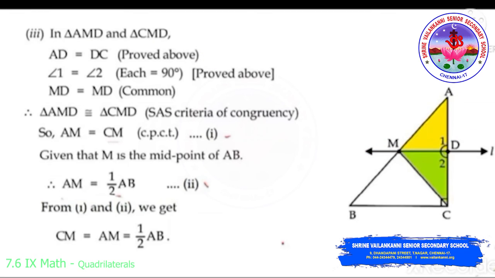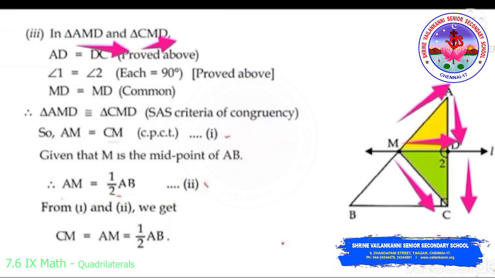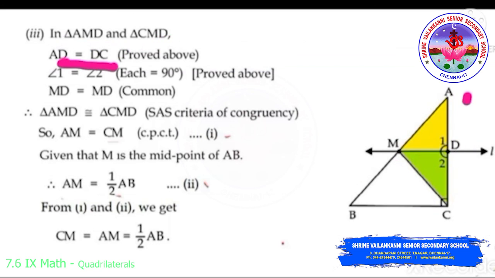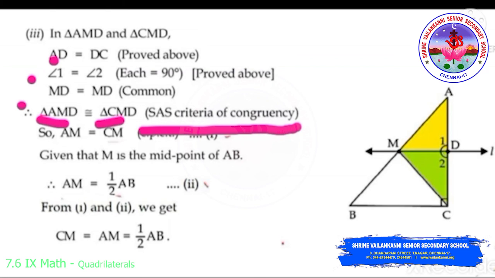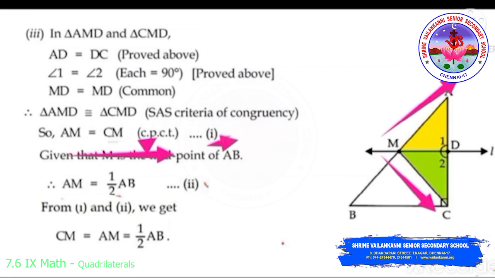Third one, I need to prove that AM is equal to CM is equal to half of AB. Let us consider triangle AMD and triangle CMD. We have AD is equal to CD since D is the midpoint, and we know that angle 1 and angle 2 equal 90 degrees as we proved it is perpendicular. MD is common to both the triangles. Two sides, one angle. Using SAS criteria of congruence, triangle AMD is congruent to triangle CMD. So we get AM is equal to CM by CPCT.